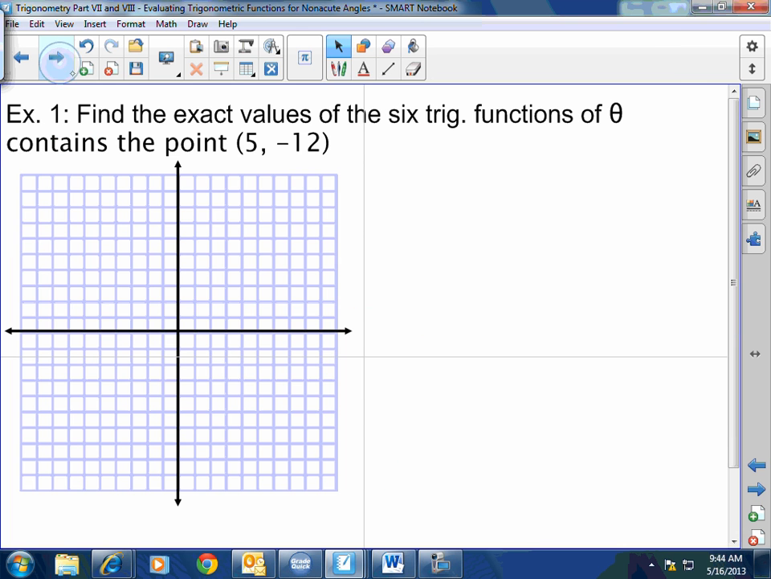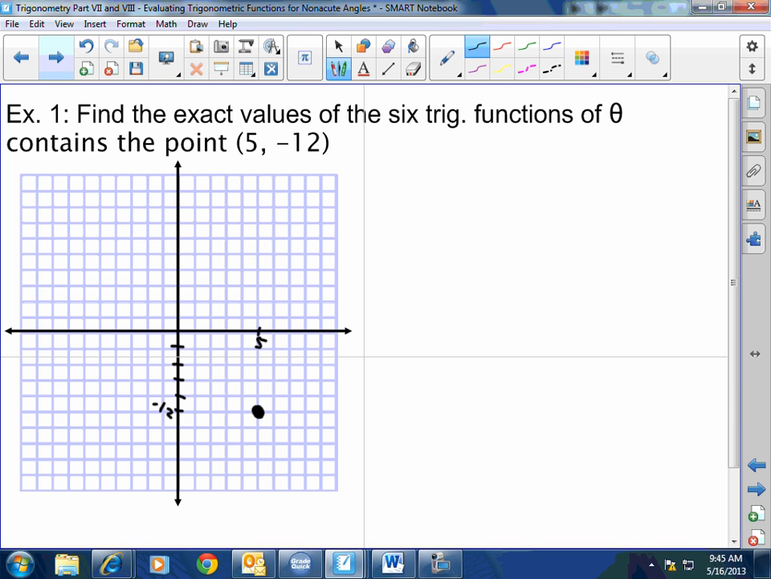Okay. Let's move on. Find the exact values of the 6 trigonometric functions of theta whose terminal side contains the point 5, negative 12. Sorry, guys. 5, negative 12. Let's go ahead and use the y-axis as negative 2s. Okay, we're going to go by intervals of negative 2. So negative 2, negative 4, negative 6, negative 8, negative 12 right there. And on the x-axis, we'll use intervals of 1. So 1, 2, 3, 4, here's 5. Okay, 5, negative 12, guys, is the point on this circle.